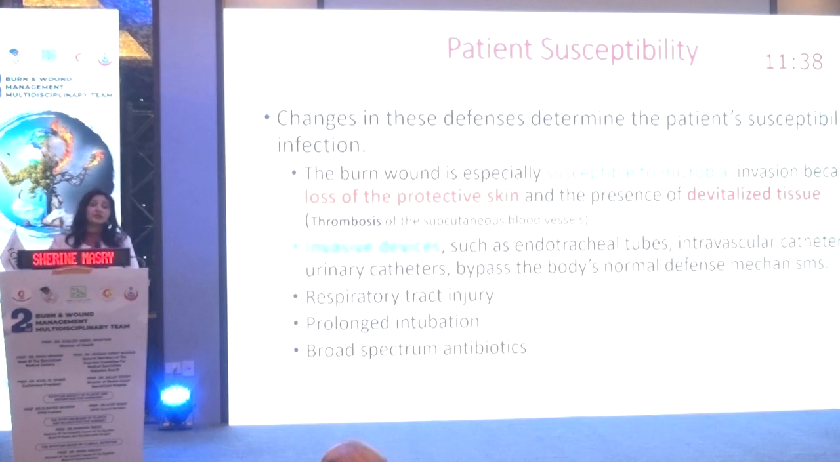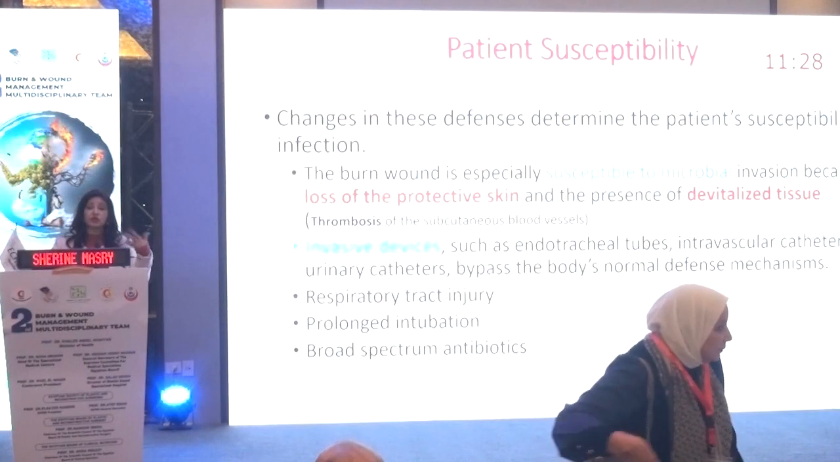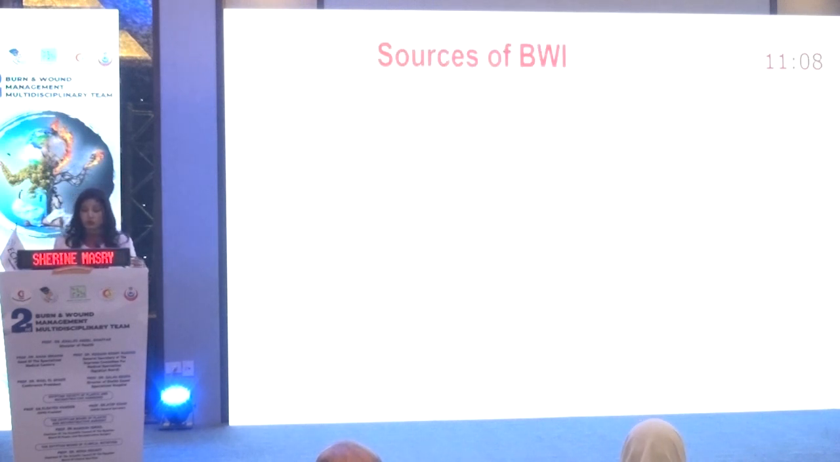The patient susceptibility, as we all know, the patient has lost their first defense, which is the protective skin, and has a devitalized tissue, which acts as a very good media for replication of the microorganism. The intensity of care. These patients utilize many invasive devices, many IV lines, intubation, ventilation, urinary catheters. So all these interventions help to evade the natural immune responses more and more.